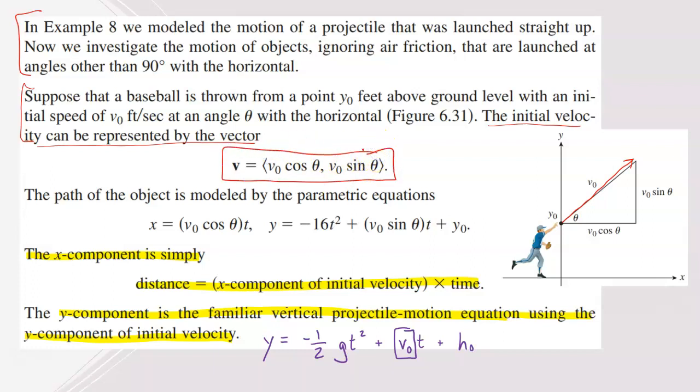This is showing us that we could represent that vector in component form as v sub 0, the initial velocity times a cosine of theta, and the initial velocity times a sine of theta. And that diagram shows us how we would come up with that component form. So the equations that we're going to use.